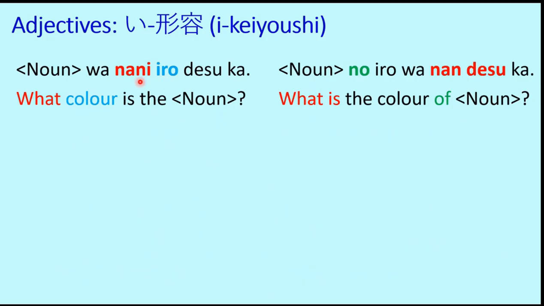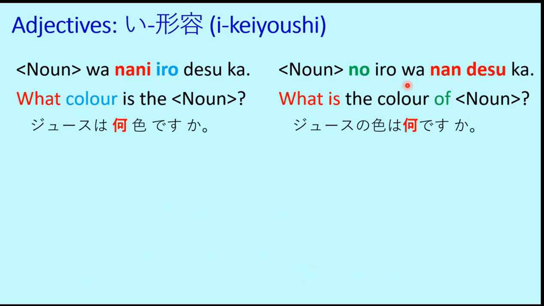Now why is there nani here and why is there nan here? This we have discussed earlier in detail in the chapter titled "what". So in that chapter we had discussed this. It has something to do with the word that follows. So that's why it's nani, and here since it is the ta sound, it's nan. So please go through that lesson if you have not done that, so that you understand the difference between nani and nan, and in which cases nani is applicable and in which cases nan is applicable.